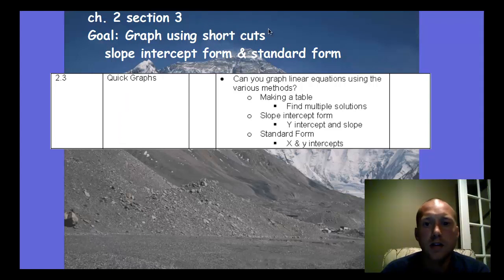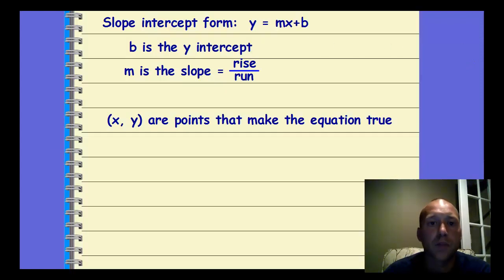Good evening. Honors Algebra 2, Chapter 2, Section 3, Quick Graphs. And then we're talking about quick linear graphs. Concepts we should know are how to graph by making a table. We actually talked about that yesterday. Then using slope-intercept form and then standard form. So, some shortcuts to graphing.